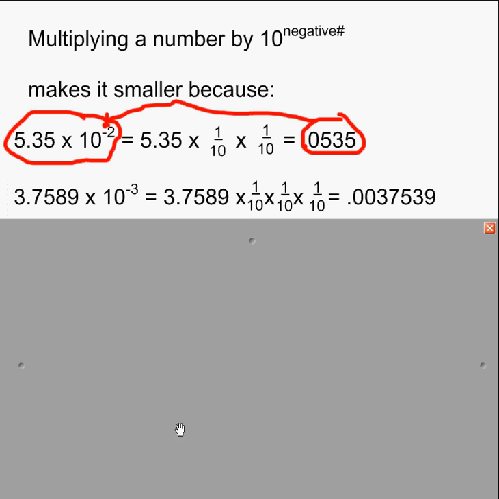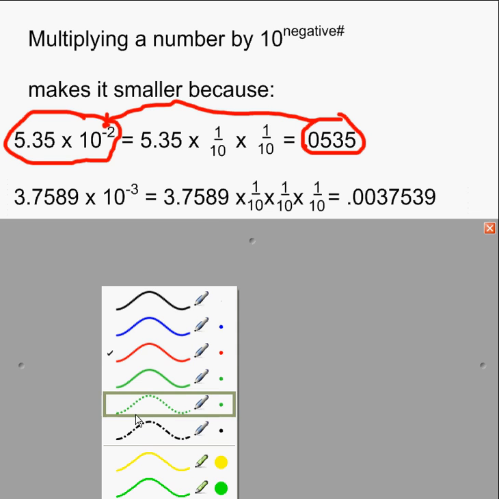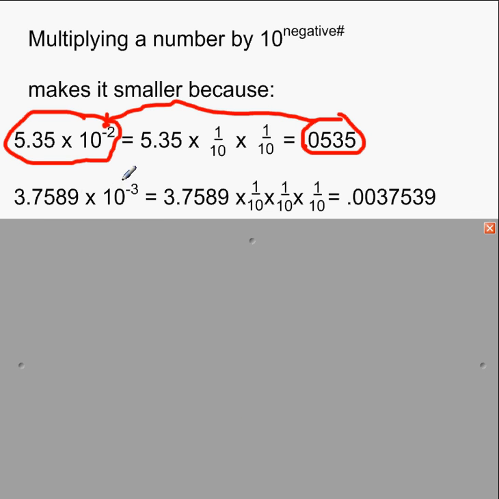Now look carefully at the beginning number and the end result. Here's your negative exponent right there. You started with 3.7, but it's going to get very small. So look at how small your result is. Negative exponent makes a very small number. See the connection?